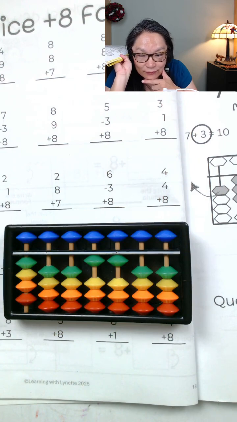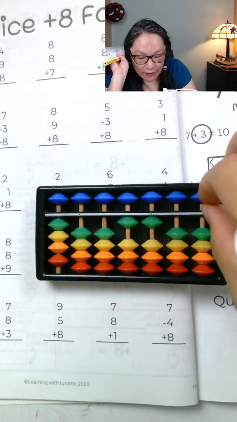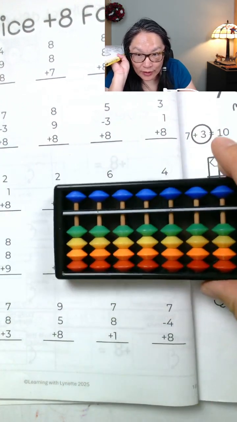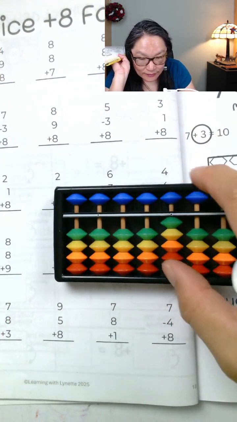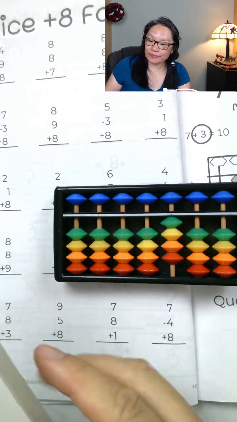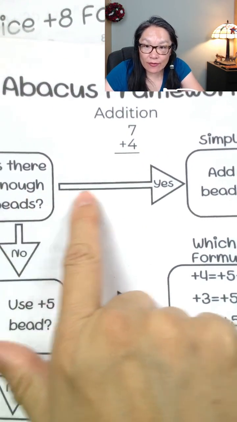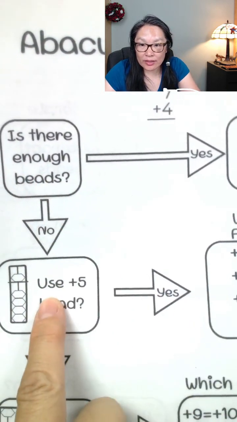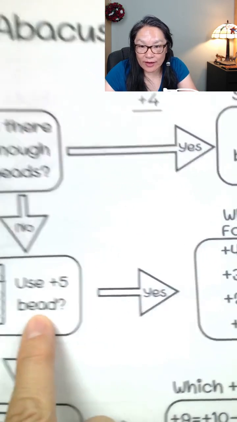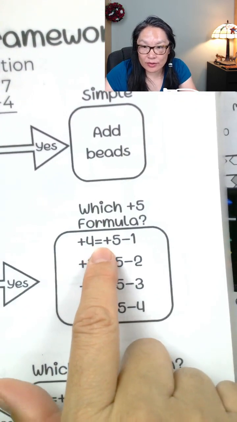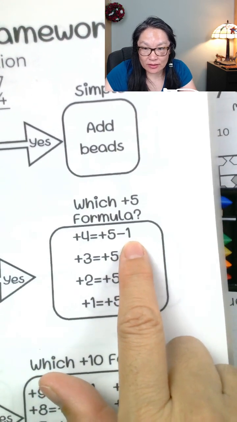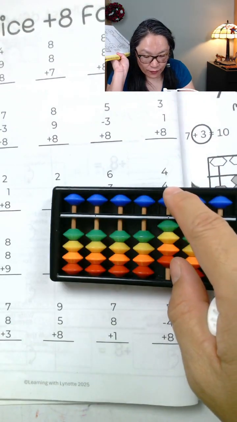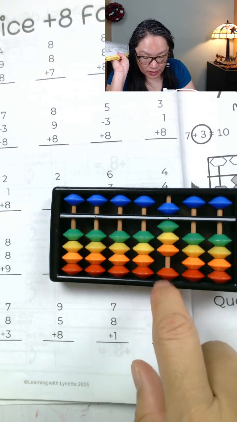We'll do it again. So here I have 4. I want to add another 4. To add a 4, can I do it? Nope. So what do? I go down here. I need to use the 5. Plus the 4 is equal to plus the 5 minus 1. So I plus the 5 minus the 1.